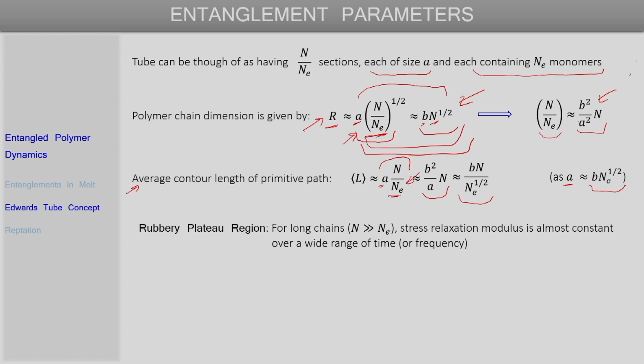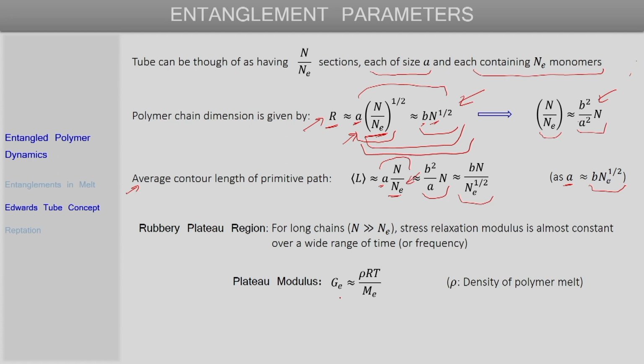So, if the entanglement effects are strong, what is observed is that if the stress relaxation modulus is obtained as a function of time, or as a function of frequency equivalently, then there is a wide range of time scales or frequency scales over which this stress relaxation modulus shows an almost nearly constant value. So, this region where the stress relaxation modulus is nearly constant is called the rubbery plateau region. The value of the modulus in this rubbery plateau region is referred to as the plateau modulus.